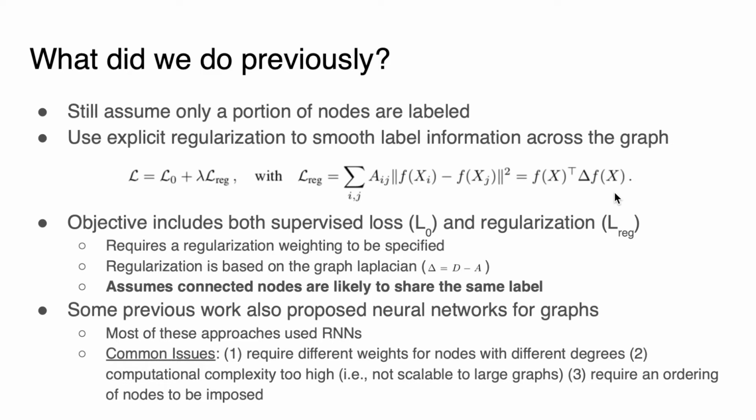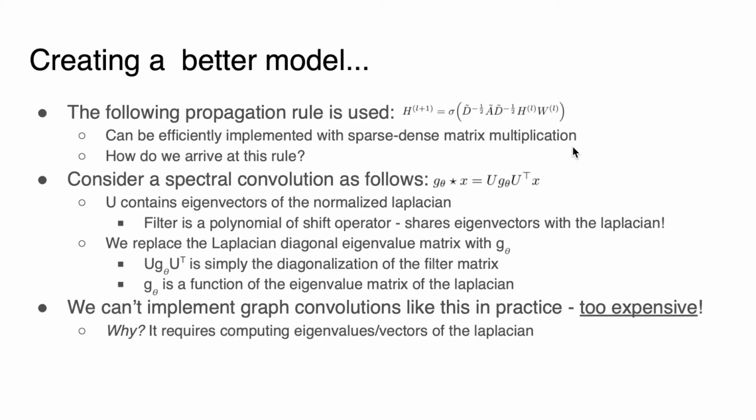So this is actually somewhat limited because it assumes that nodes that are connected are likely to share the same label, which is not always the case. Some previous methods also used neural networks for graphs, but these were usually RNN-based approaches and they had several issues, such as requiring different weights when the nodes have different degrees within the graph, having too high of computational complexity because the RNNs are sequential, or requiring some kind of ordering over neighboring nodes to be induced. So we want to move away from this previous model towards something that's more expressive.